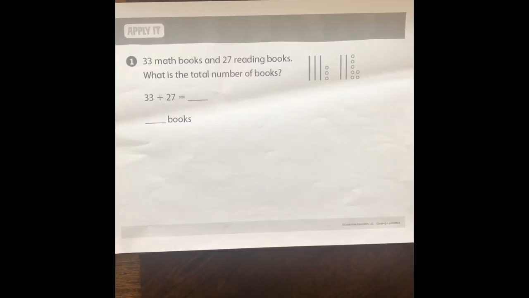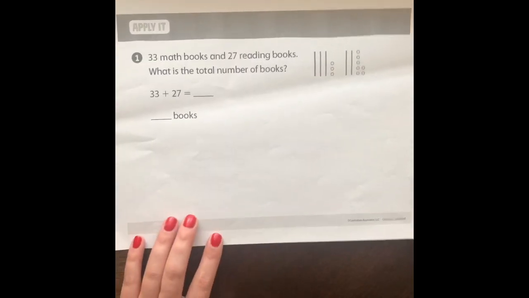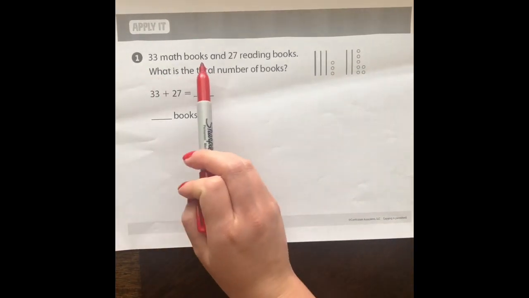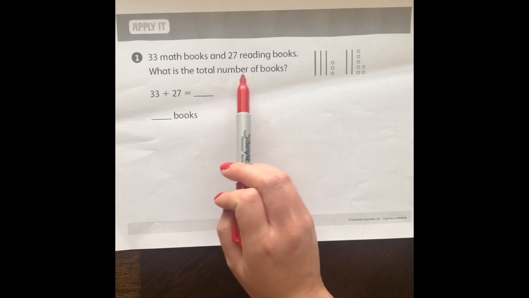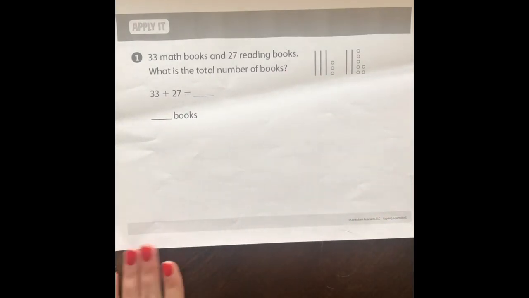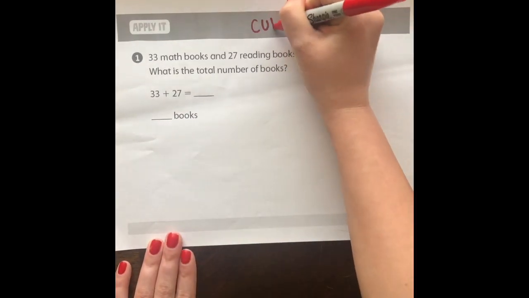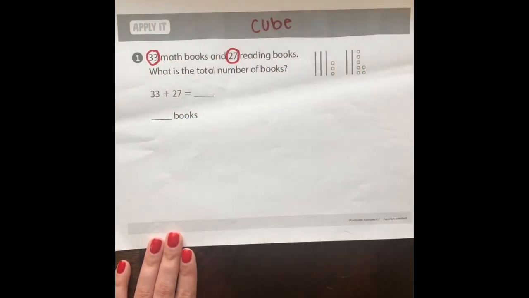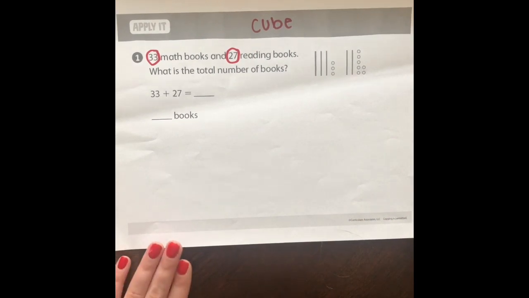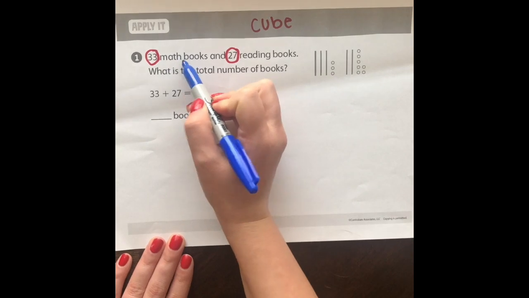Okay, boys and girls, number 1. This problem reads 35 math books and 27 reading books. What is the total number of books? When using the cube method, we are going to circle our important numbers, 35 and 27. We are going to underline what we are talking about. In this case, we're talking about books.